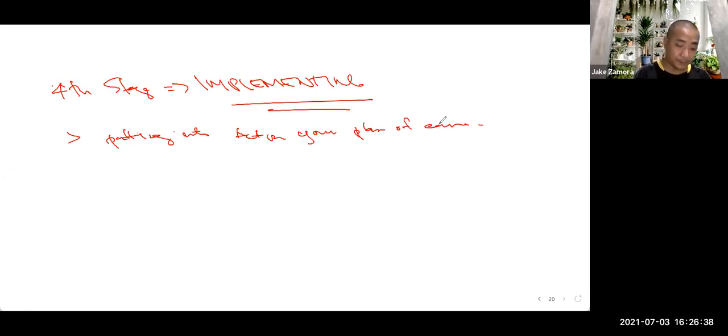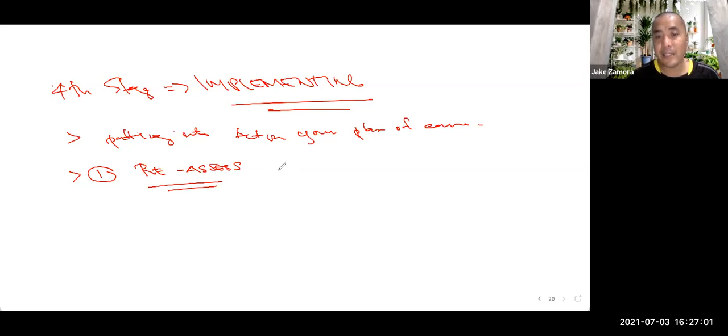Now, there is a very important thing that you have to do before you actually implement. Very, very important. Before you do implementation, what is the first step that you need to do? The first step is you have to reassess your patient.